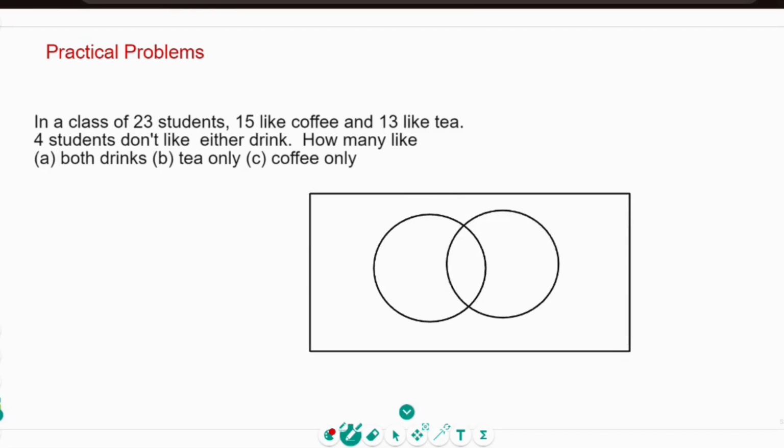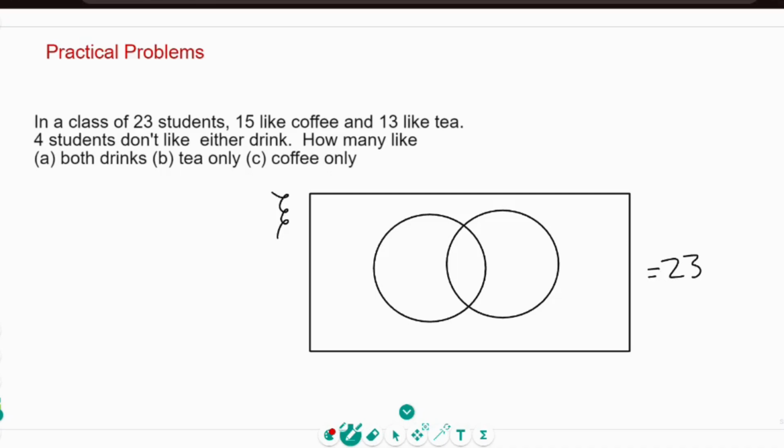How many like both drinks? Tea only, coffee only. Right, this is the whole class. The whole class has got to equal 23. So I'm going to just put 23 over here like this. All the values here will add up to 23.